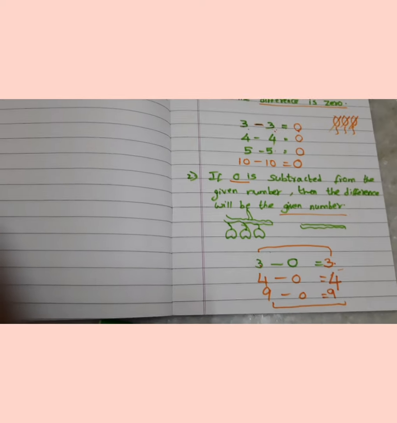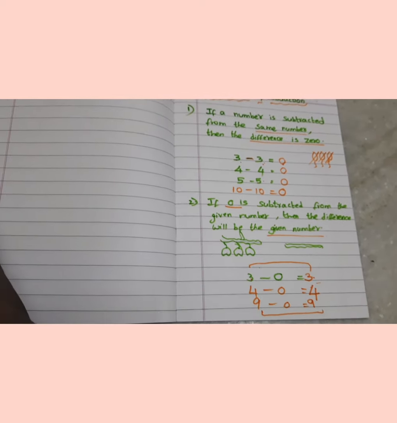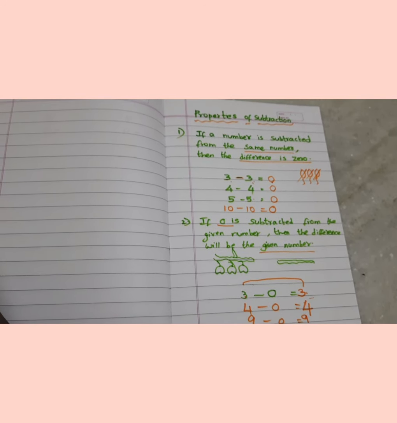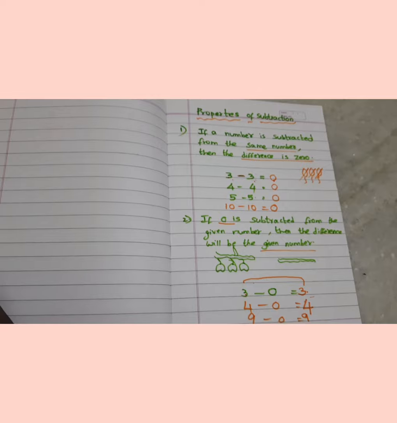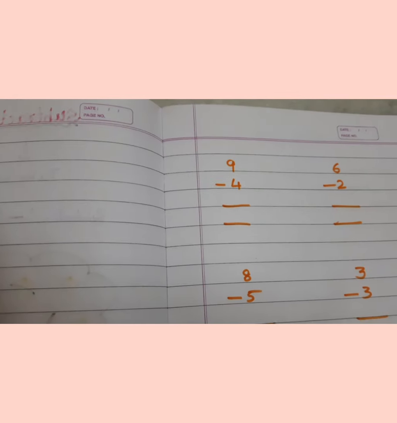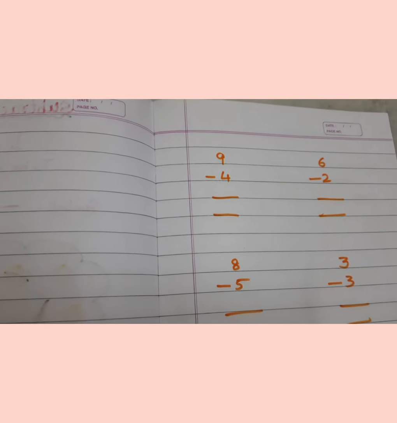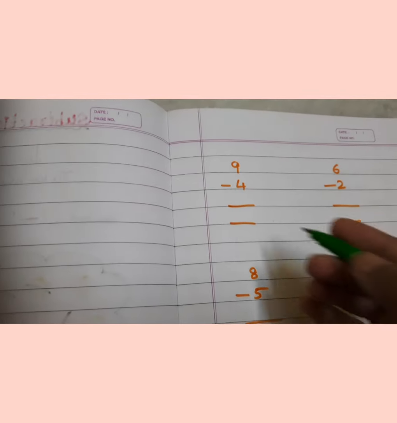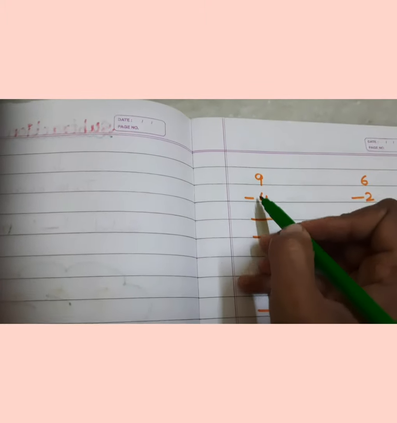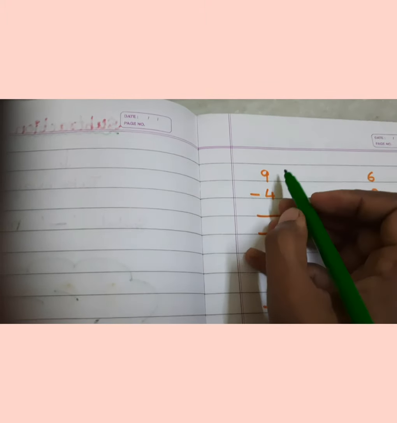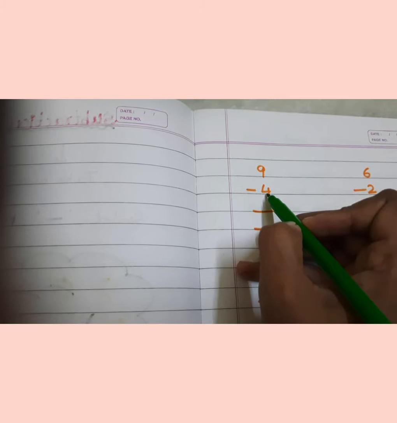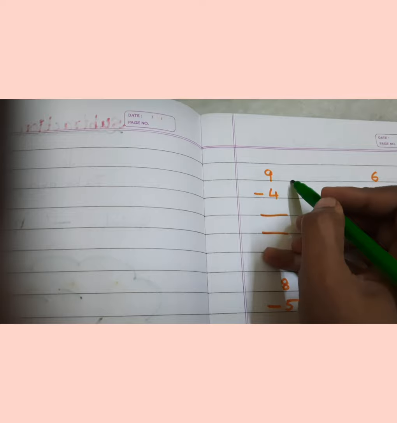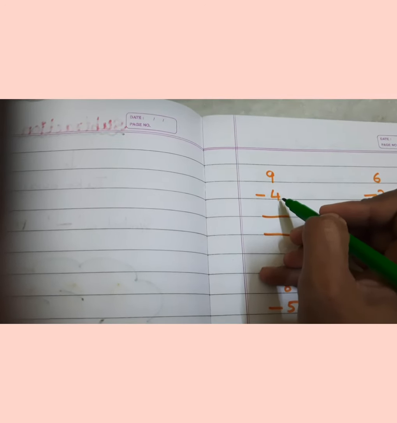These are the basic properties of subtraction, children. You have to remember these two for the further classes also. Now these are the small examples of vertical subtraction. See how to do 9 minus 4. You can open your fingers and close that number of fingers, or you can draw pictures and cross out the number of things.